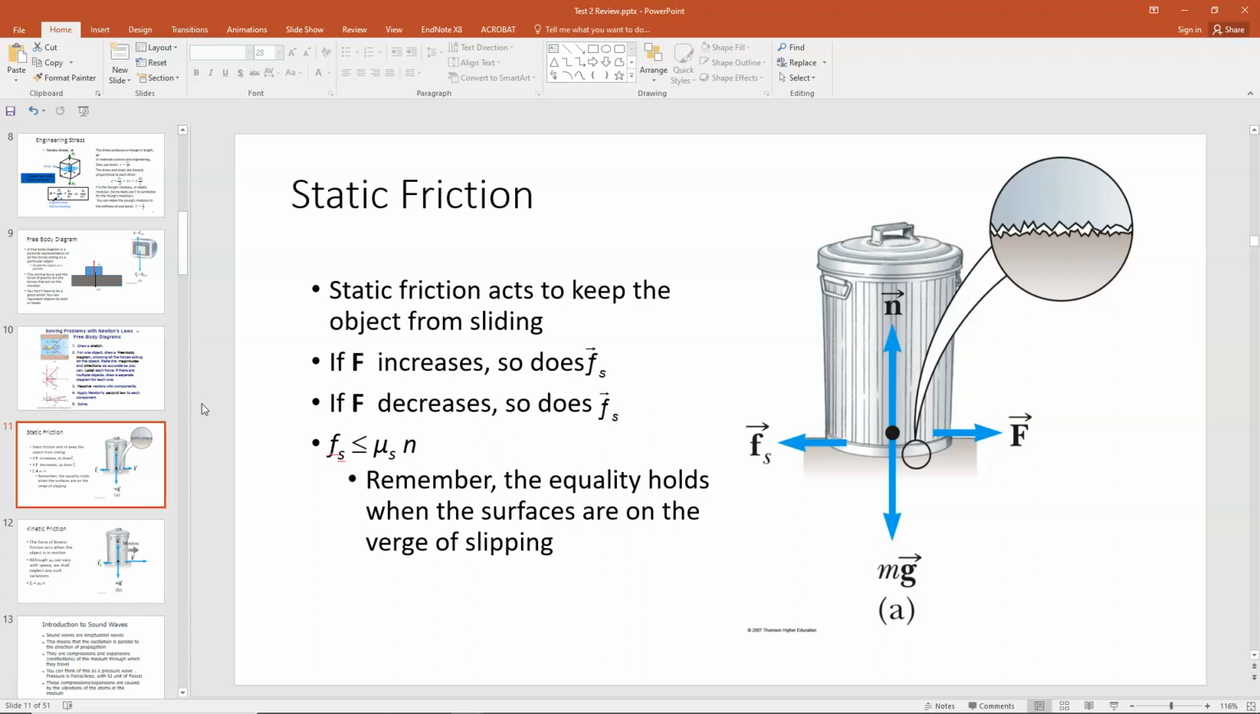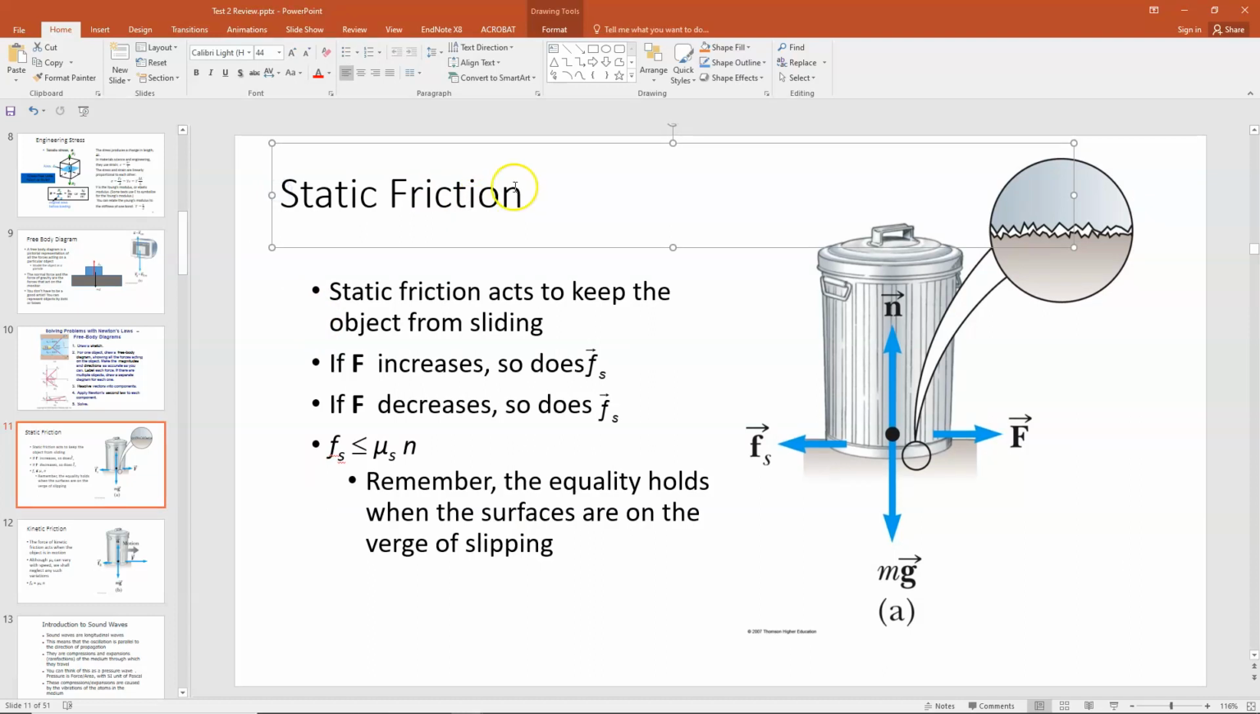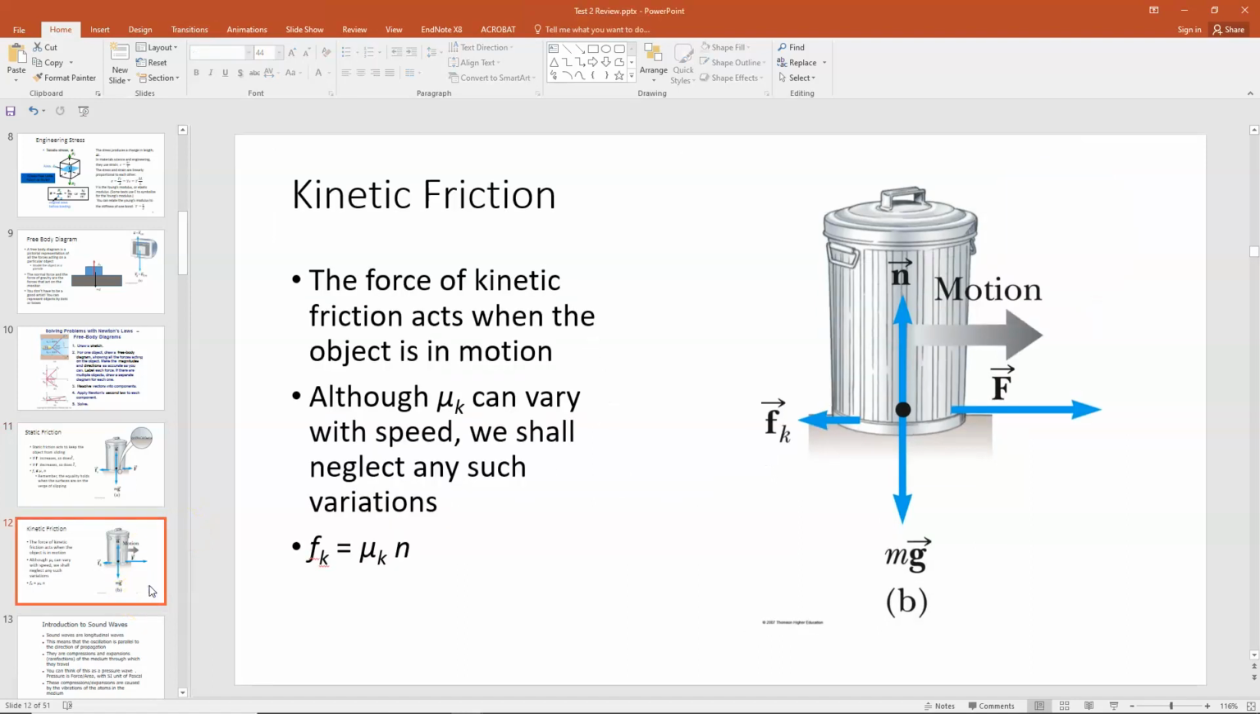Or if there's a rolling tire or something like that, it should be the static friction that is acting in between the tire surface and the road. If it's not the static friction, then that means your tire is slipping on the surface, which means your wheel is spinning, which is bad, okay? So remember that.